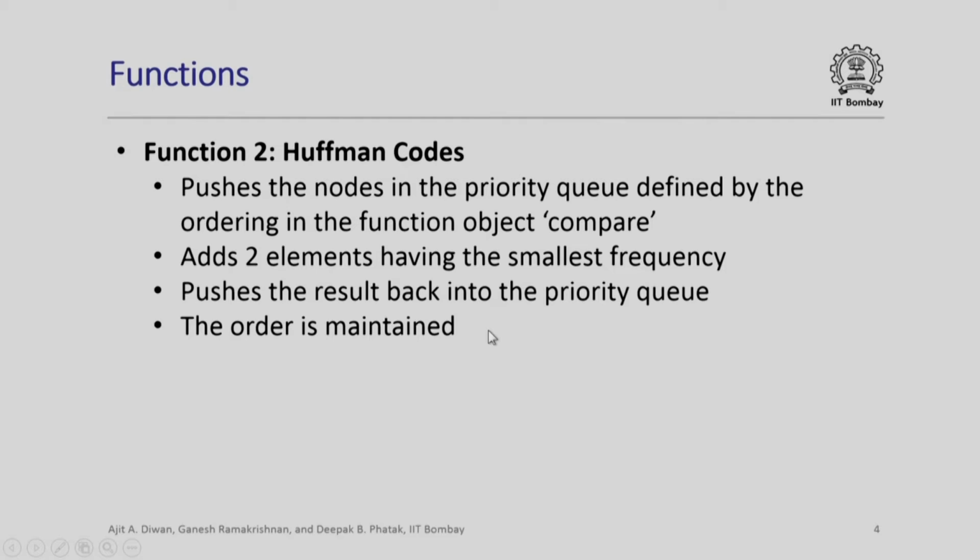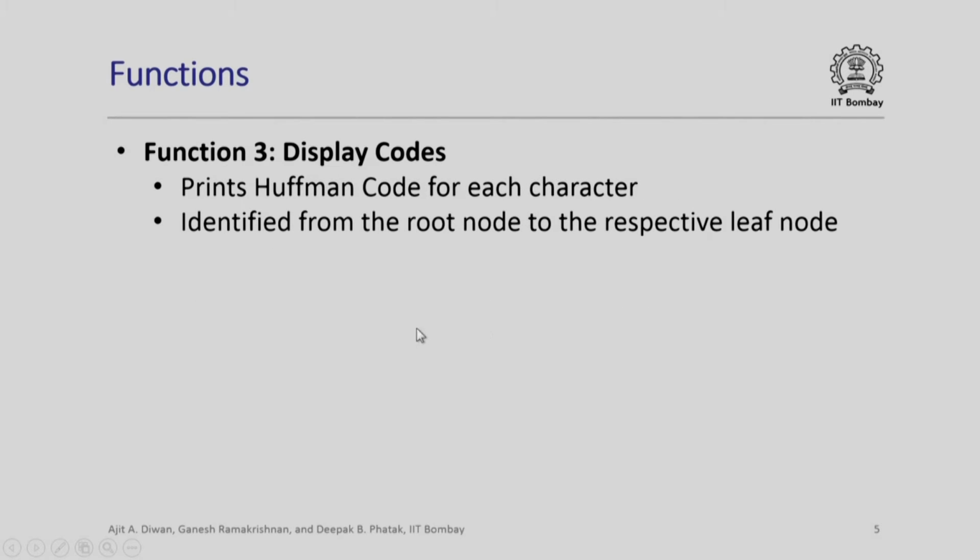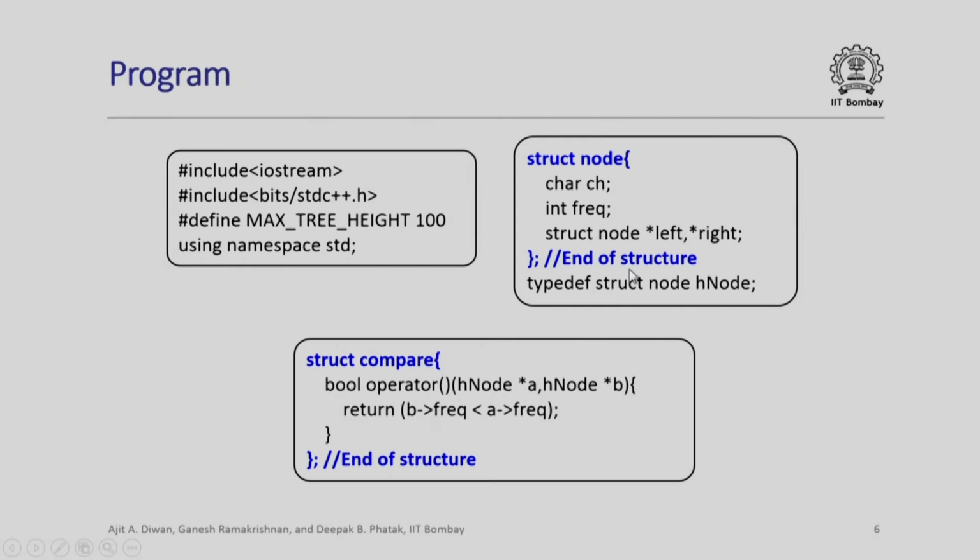So, it is a very simple implementation and we will use the STL facilities which are available for creating priority queues. We will of course require an additional function to display codes. These will print the Huffman code for each character, and all that we need to do is we identify from the root node to the respective leaf node to get the code for that particular character which appears in the leaf node. Let us look at the program.